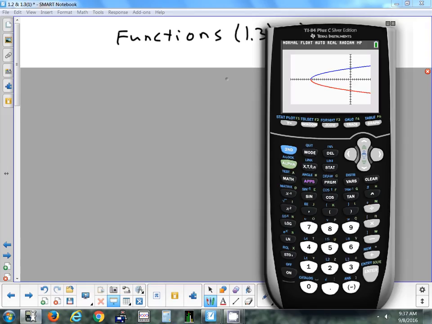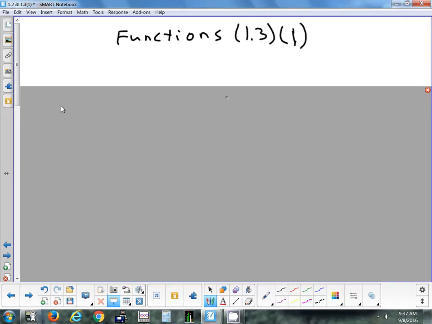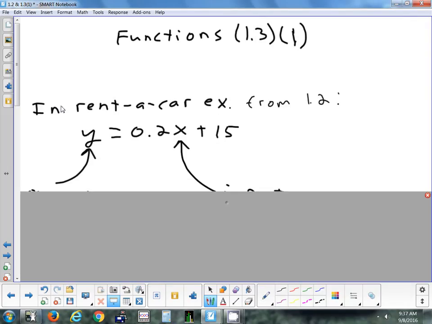Another way to visualize that, it's called the vertical line test. If I can draw a vertical line and it hits the graph in more than one spot, that picture is not a function. Okay. And I'll write that down in a little bit. Our example from 1.2 with that rent-a-car, that was a function. Okay. It's just a diagonal line.